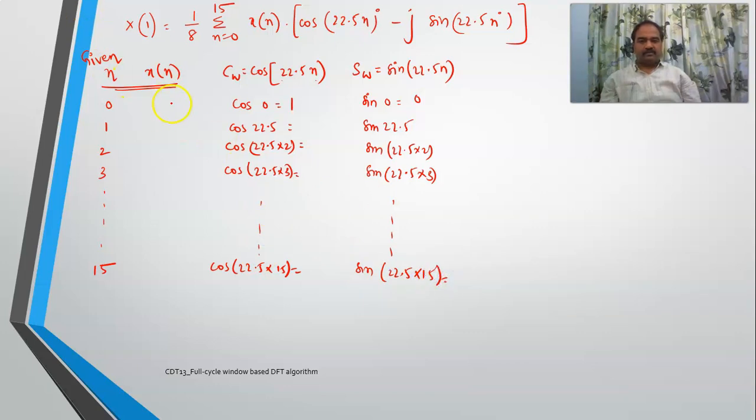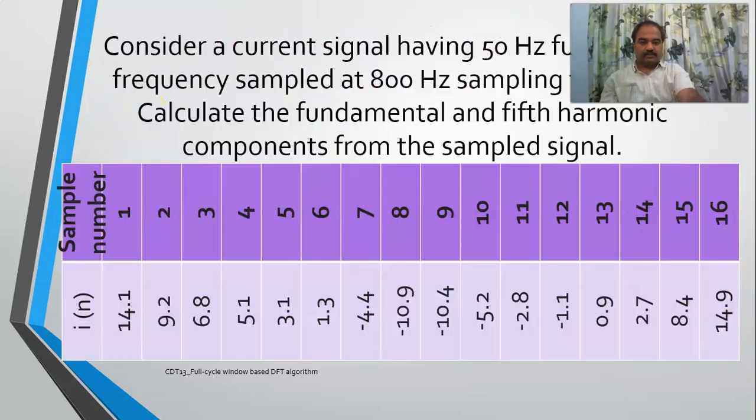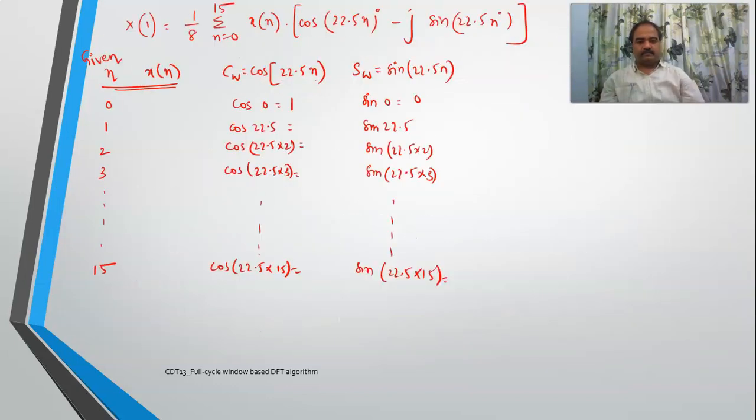And this is the data which has already been given for you. I'll show you now. This is the data: 14.1, 9.2, 6.8, like that. This is the data which has already been given for you. Right, so now what I'm doing is, here I'm doing CW into x of n.